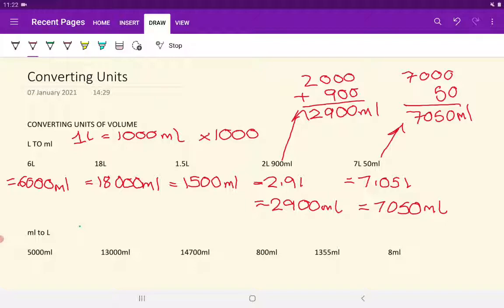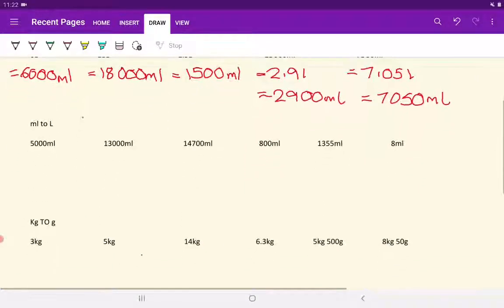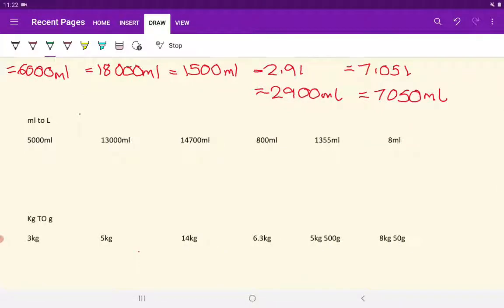Okay, obviously if we were multiplying by 1,000 when we go to converting the other way, when we go from millilitres to litres, we're going to be dividing by 1,000. Okay, so 5,000 millilitres, 5,000 divided by 1,000 gives me 5 litres. 13,000 millilitres, 13,000 divided by 1,000 is going to give me 13 litres. 14,700 millilitres, going to divide that by 1,000 and we would get 14.7 litres.